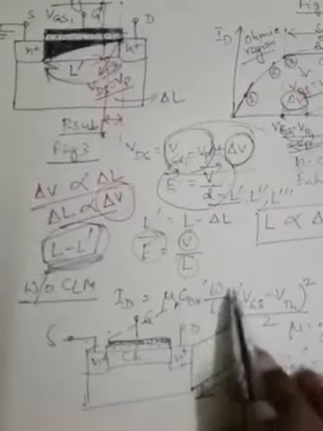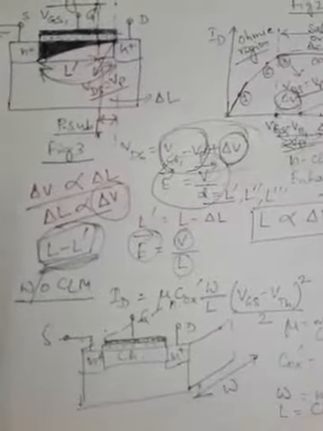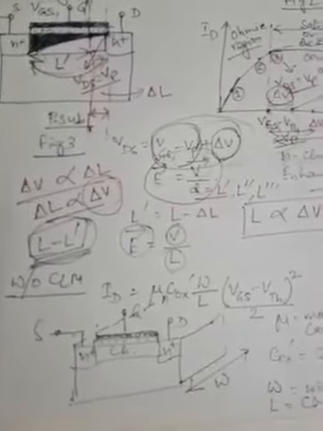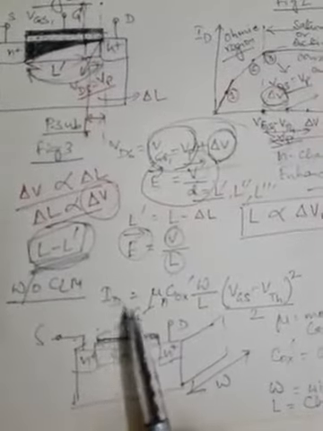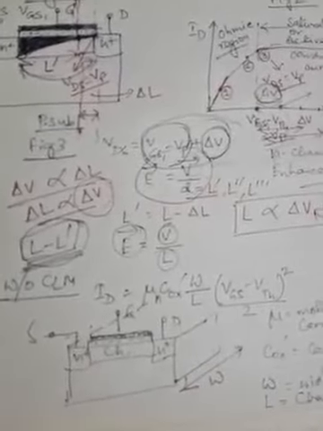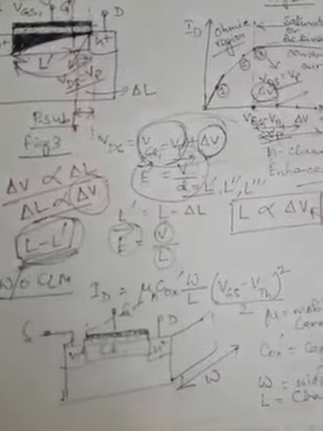So it is expressed over this one. So this W and L are the dimensions. This L is the length of the channel and W is the MOSFET dimension, that is the depth or the width of the MOSFET. So this is the general equation for expressing the drain current without CLM. Now let us find the drain current equation considering CLM.